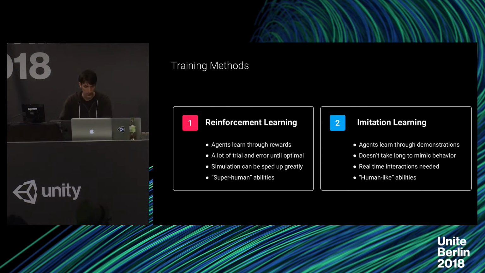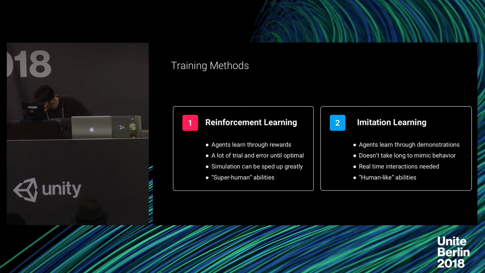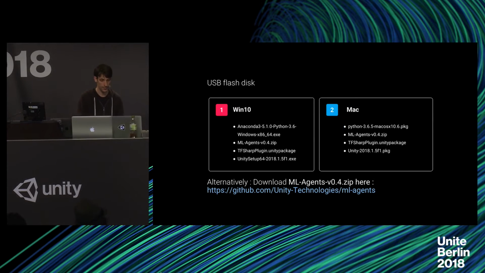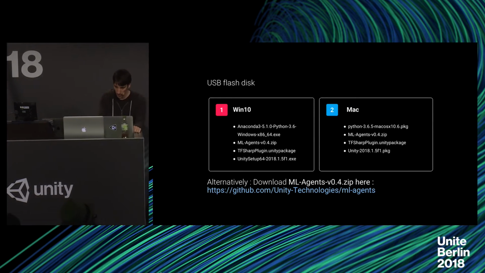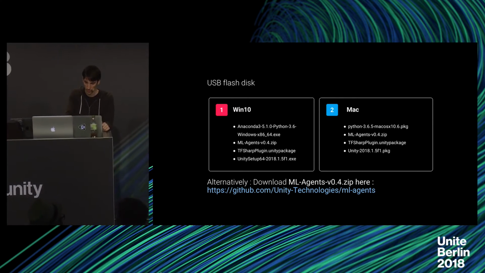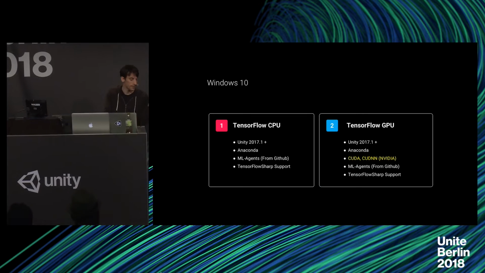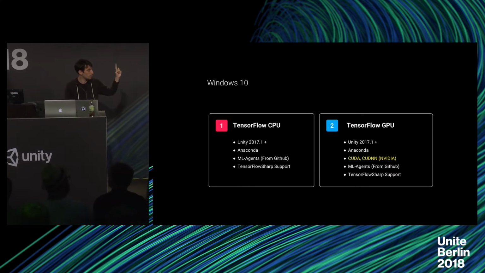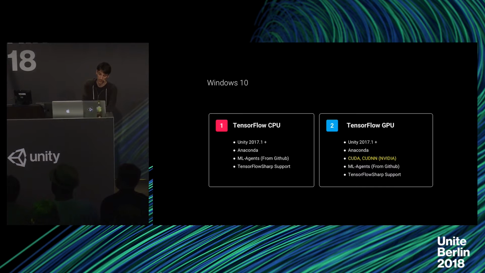First, we will try to get the things installed for you. If you are using a Windows computer, you should have all of these. You should have Unity 2017.2 or above. You should have Anaconda, machine learning agents, and the TensorFlow Sharp plugin. If you want to use the GPU, you can install CUDA or cuDNN. For the sake of this hands-on lab, you only need to have the CPU.